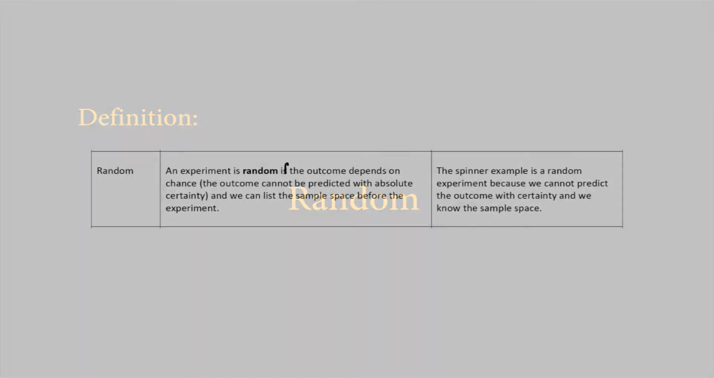An experiment is random if the outcome depends on chance. In other words, the outcome can't be predicted with absolute certainty, and we can list the sample space before the experiment. Going back to the spinner example, it's a random experiment because we can't predict the outcome with certainty, but we know the sample space. We know that there is red, yellow, green, and blue.